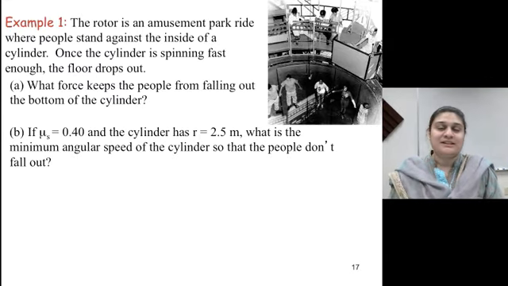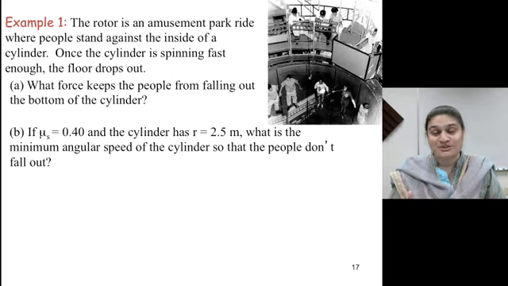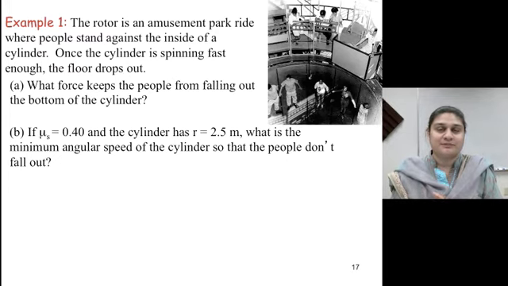Now here's a classic example of why angular accelerations and angular velocities are very important. And of course, they're more important in an amusement park ride. So Rotor is an amusement park ride where people stand against the inside of a cylinder. Once the cylinder is spinning fast enough, the floor drops out and people still stick to the wall. So the question is, what force keeps the people from falling to the bottom of the cylinder?